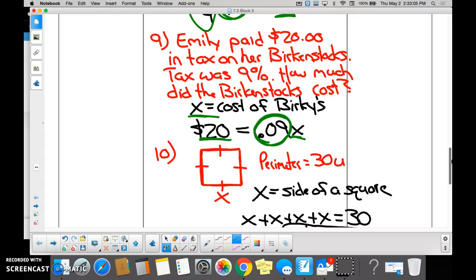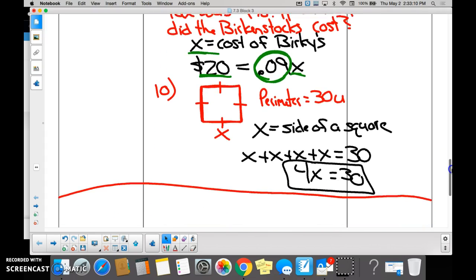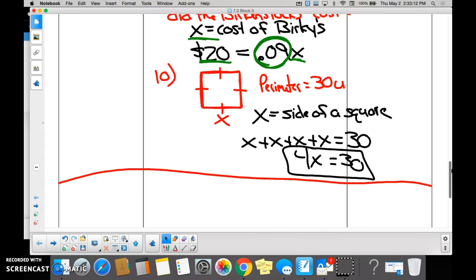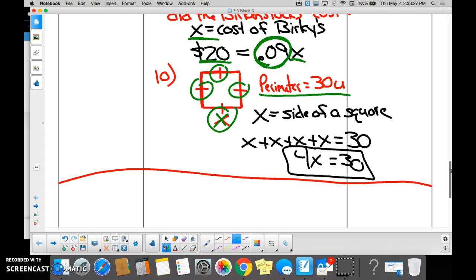And then the last one, what are we trying to figure out on number 10? Someone just said perimeter. Are we trying to figure out perimeter? No. Why would we figure out perimeter if we already know what the perimeter is? So our variable is the side of the square, and we know that perimeter is if you take all 4 sides and add them together. Since this is a square, they're all the same, right? So we added x 4 times, or we combined it into 4x. Questions? No.